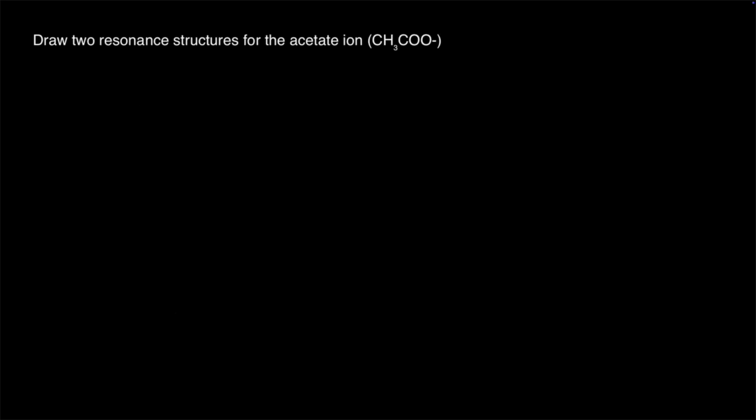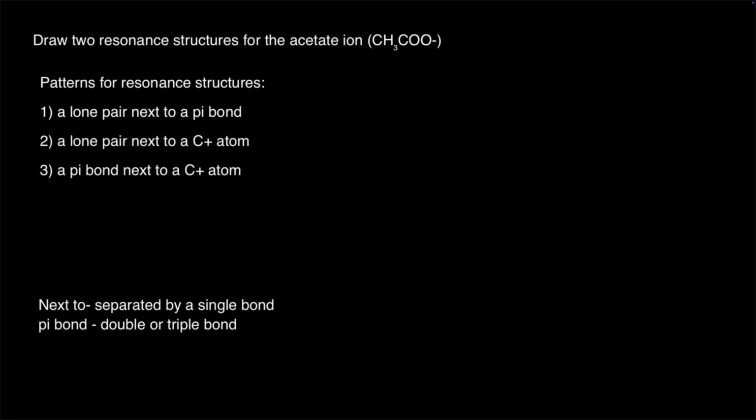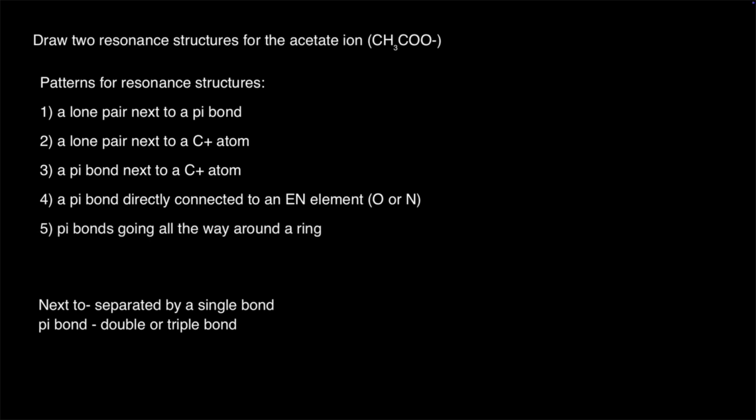To draw resonance structures, we want to look at patterns. The patterns that we can use for resonance structures will be a lone pair next to a pi bond, next to means separated by a single bond, and pi bond means double bond or triple bond. A lone pair next to a C plus atom, a pi bond next to a C plus atom, a pi bond directly connected to an electronegative element, O or N, and pi bonds going all the way around a ring.